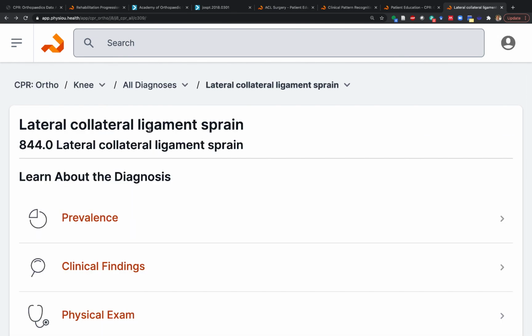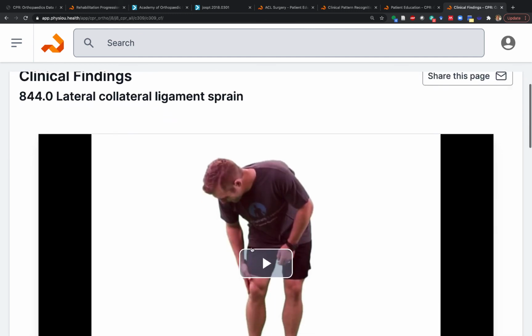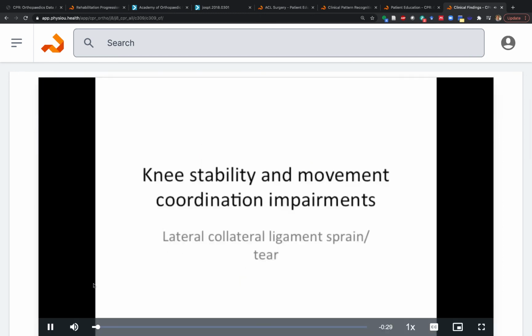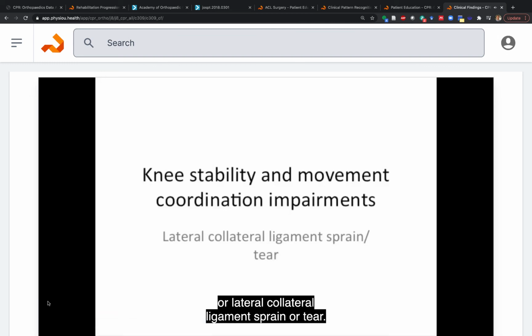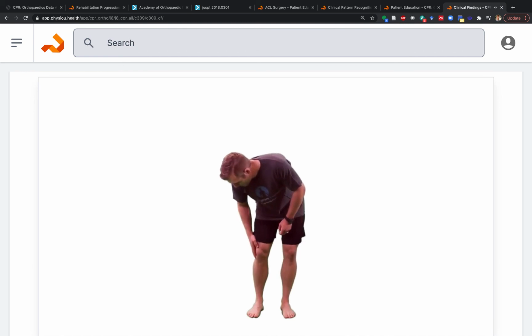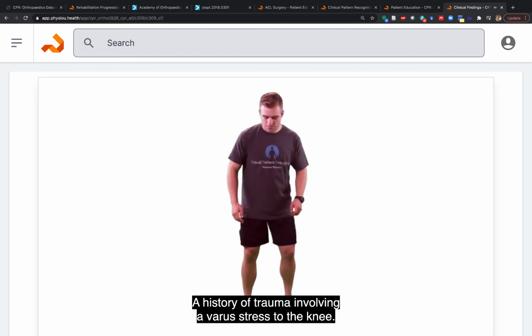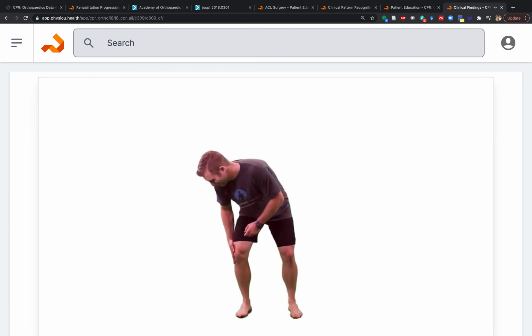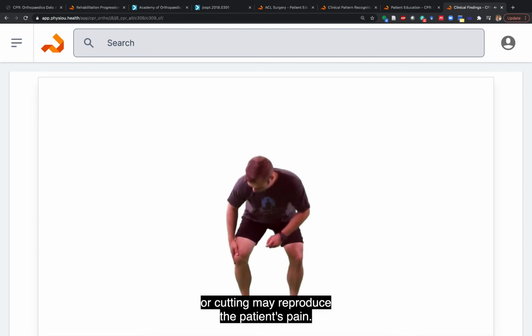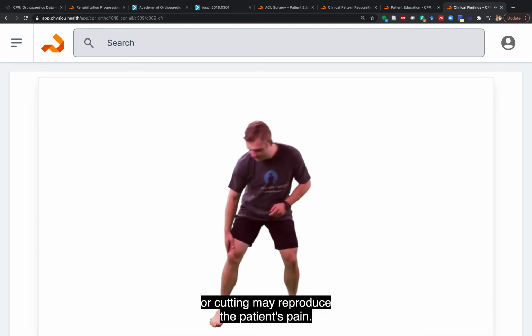And if you go back here, you can see in the clinical findings, the patient has lateral knee pain, right? Because this is the ligament that's sprained. Knee stability and movement coordination impairments, or lateral collateral ligament sprain or tear. The patient often complains of lateral knee pain near the joint line, a history of trauma involving a varus stress to the knee, uncoordinated functional movements like squatting or cutting may reproduce the patient's pain.